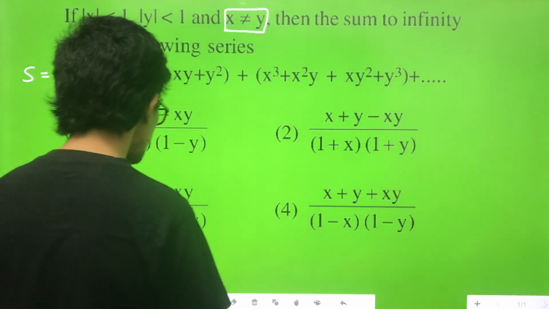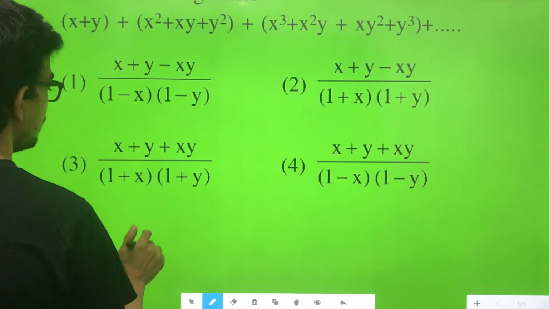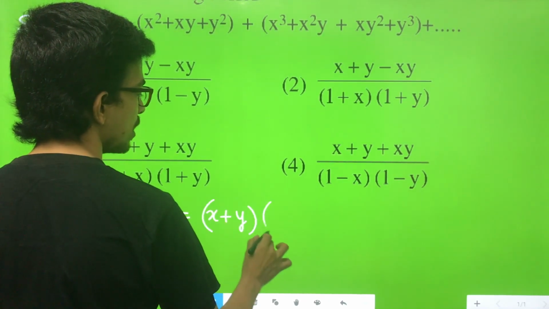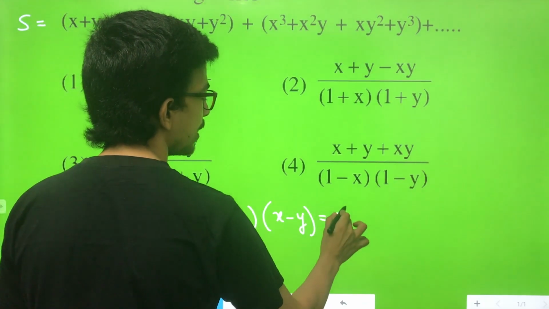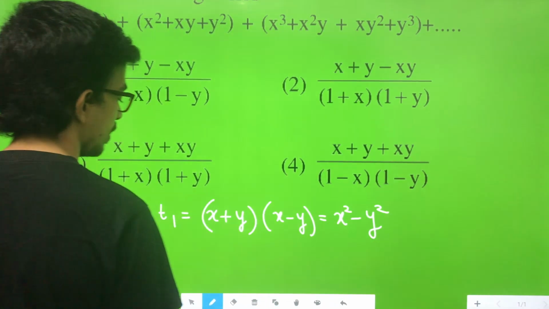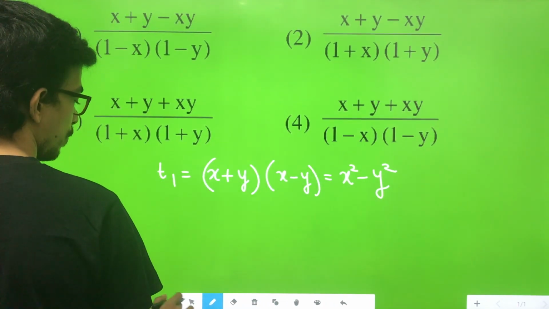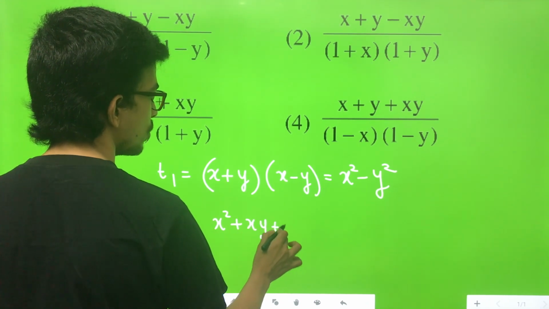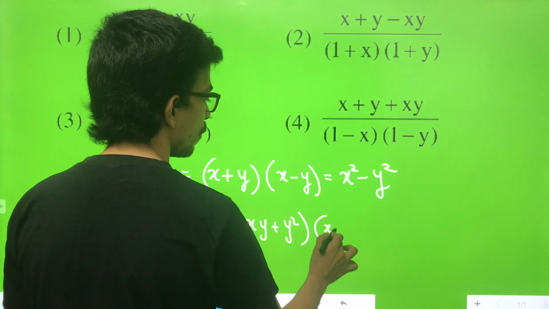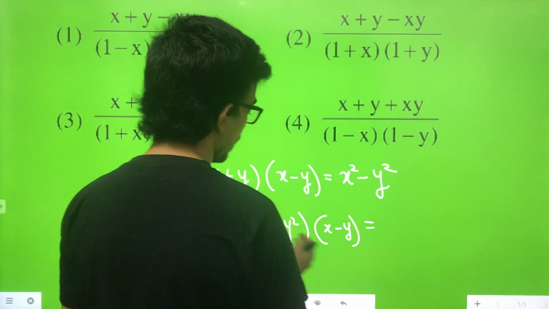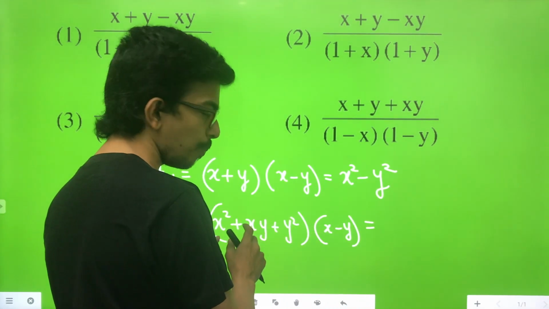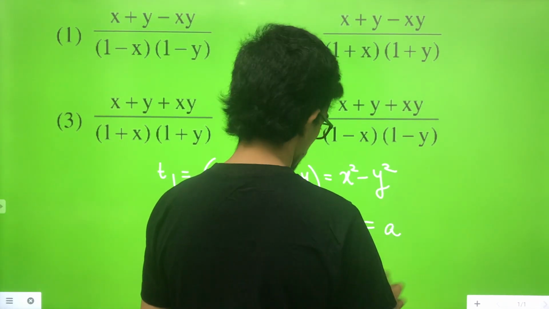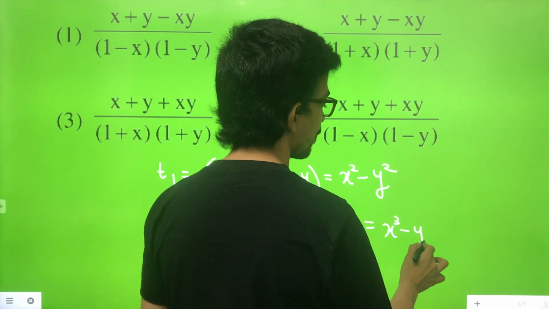Let's see what happens. When I do that, your first term t1 is going to be x plus y into x minus y, and that will be x squared minus y squared. And let's see what happens to t2. T2 will be x squared plus xy plus y squared into x minus y. This is a popular expansion: a cube minus b cube is a minus b into a square plus ab plus b square. So this is x cube minus y cube, right?